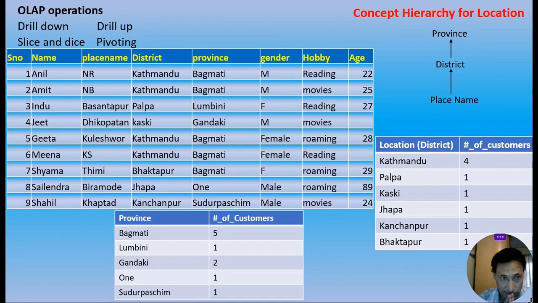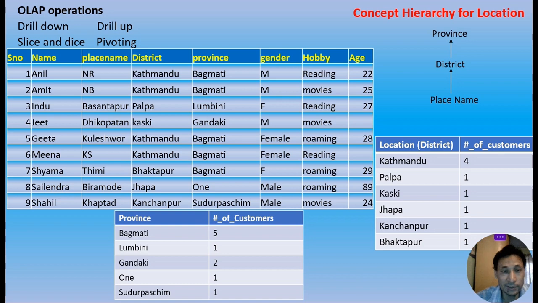OLAP operations: drill down, drill up, slice and dice, and pivoting are the OLAP operations. To illustrate these operations, I have considered a simple database table consisting of records of customers: name of customer, their address, gender, and hobby are provided in this table. Here we can see the address or location of a customer is given in different levels. First is place name, then district, then province.